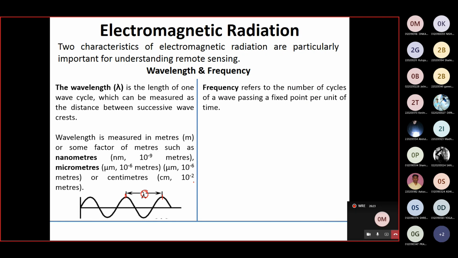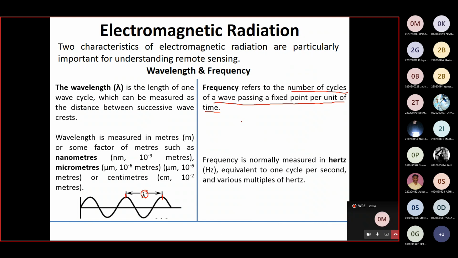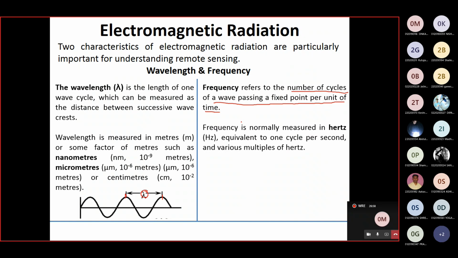Talking about frequency, what does frequency refer to? Frequency refers to the number of cycles of a wave passing a fixed point per unit time. Whatever time limit you consider, say per second, per minute or per hour, depending on that you can calculate the frequency of that wave, that is, how many cycles run in that given time frame. Frequency is measured in hertz, denoted by Hz. This is the short form for the unit of frequency, which is equivalent to 1 cycle per second, or various multiples of hertz can also be used to denote the unit of frequency.